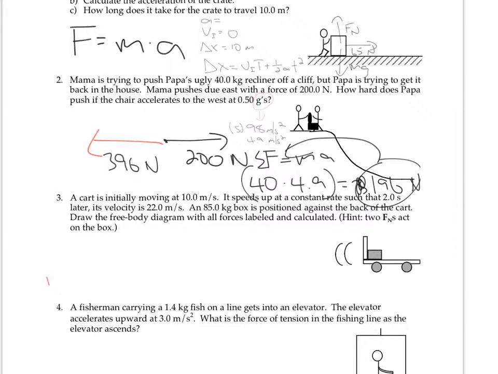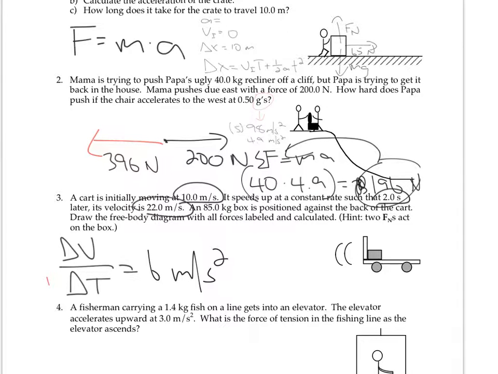Okay, similar problem here, and you can have the kids see that the cart speeds up at a constant rate, so it has an acceleration. The first thing you want to do is take your information given here, here, and here, and find acceleration. Remember, acceleration is change in velocity over change in time. So just simply take the change in velocity from here to here and divide it by 2 seconds, and you'll have an acceleration. It should come out to 6 meters per second squared. And then the 85 kilogram box right here must have this acceleration.